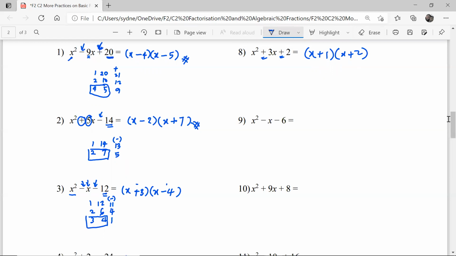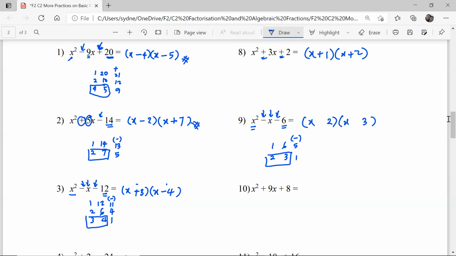X squared. Okay, x squared is x times x. And then look at the last number. 6 is 1 times 6, 2 times 3. What are we supposed to do with them? We minus them. So after we minus, we got 5 and 1 here. Which one do we want? Look at the number in the middle. We want it to be 1. So 2, 3 will be our factors.